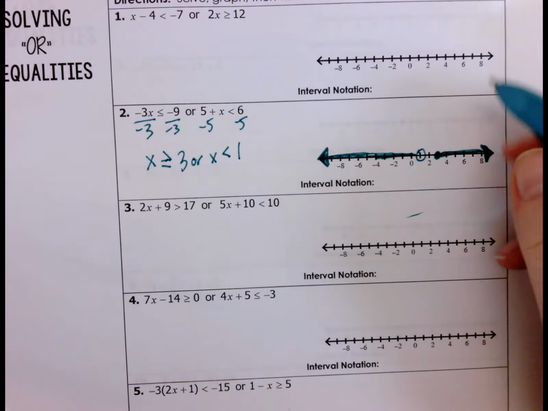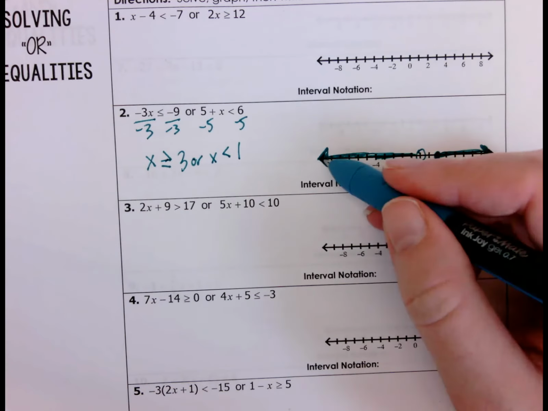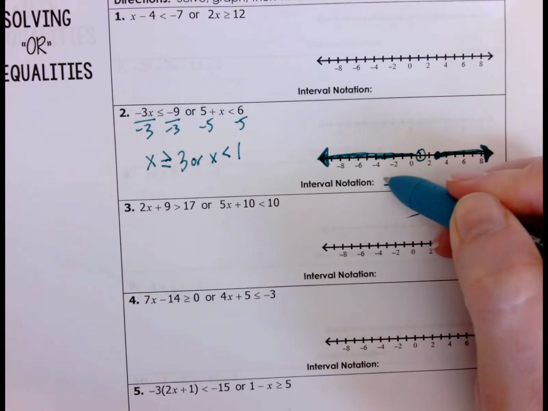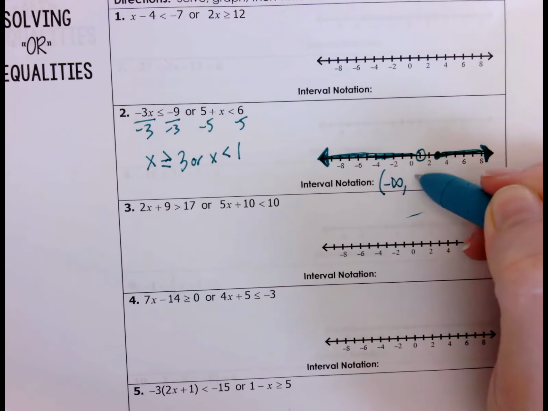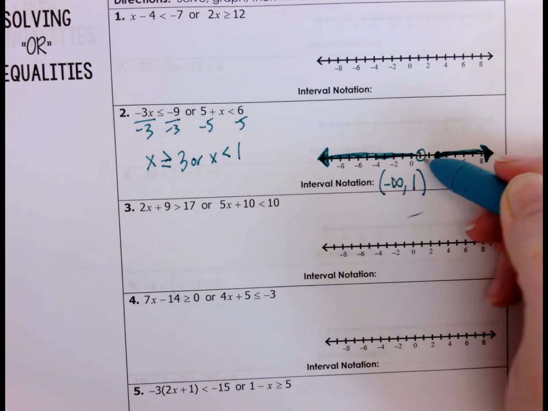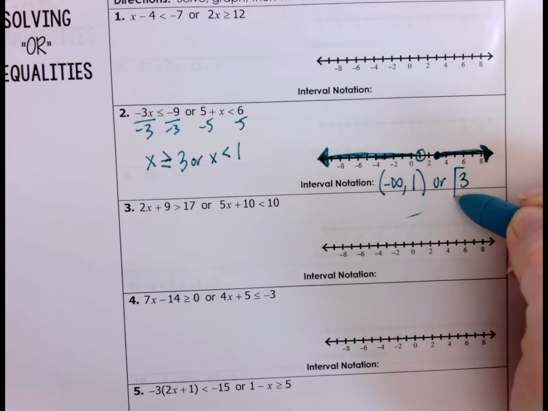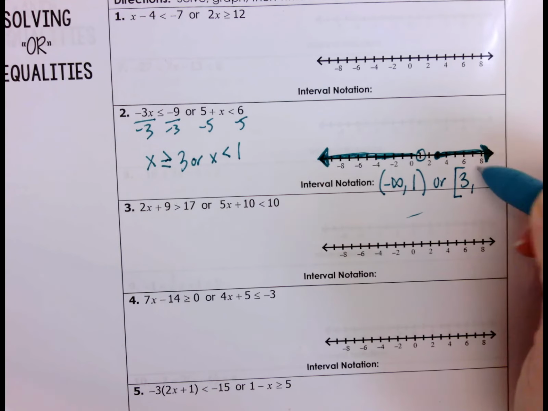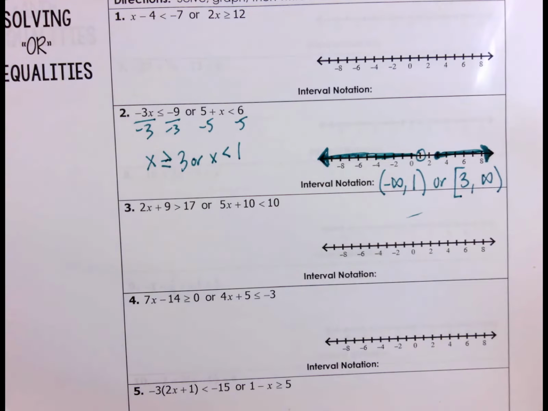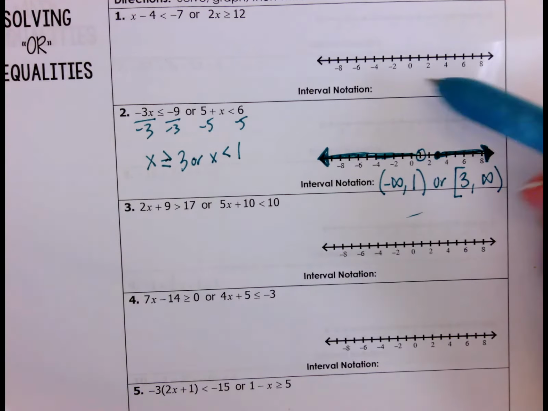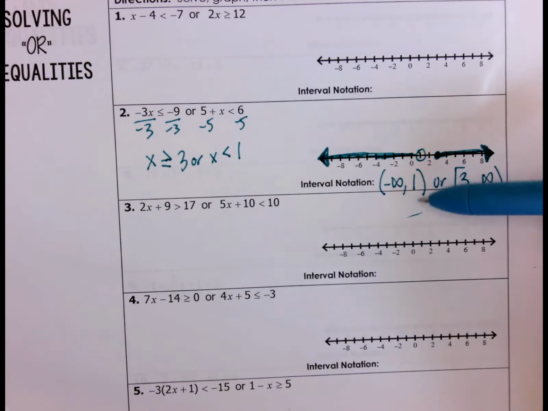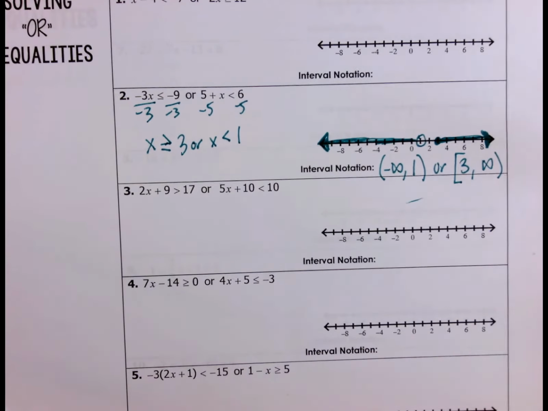Okay, so we'll do our interval notation here. Furthest left is negative infinity with parentheses to 1, also parentheses because it's an open circle, or 3, which is a closed circle, so I'm going to use brackets, to infinity. And again, infinity means I'm going to use parentheses. Okay, so that's how we would solve and graph and do the interval notation for a compound inequality. It just means that there are two inequalities joined together here.